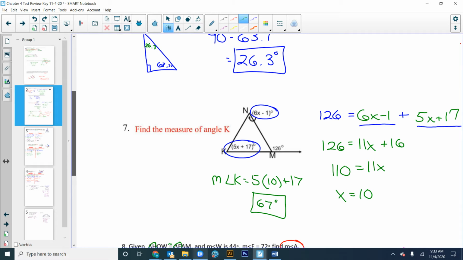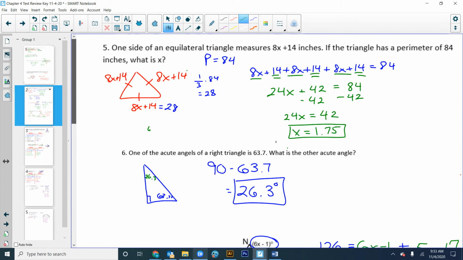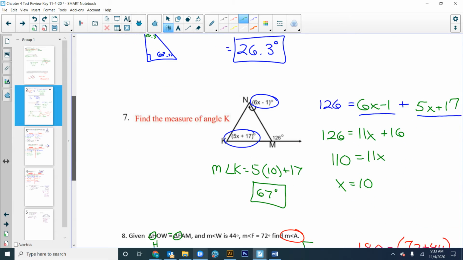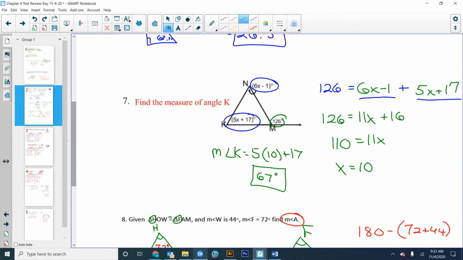So you have to recognize this one as the exterior angle theorem, which says the exterior angle of a triangle, 126, is equal to the sum of the 2 remote interior angles. In other words, the 2 angles that are far away from the exterior angle added together. That's your equation. And now we can solve for x.